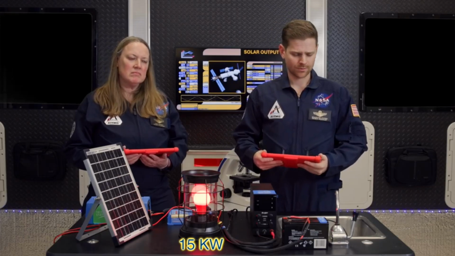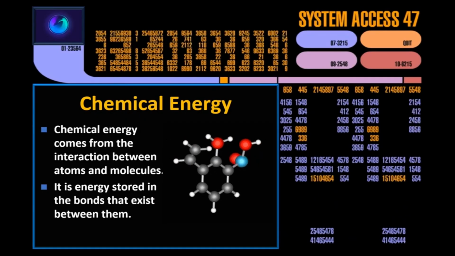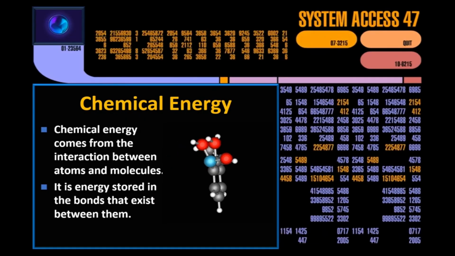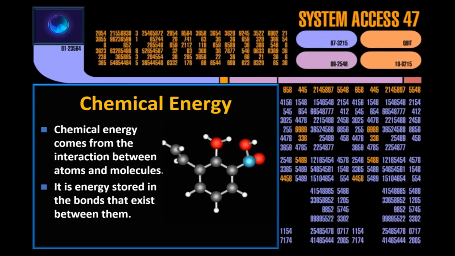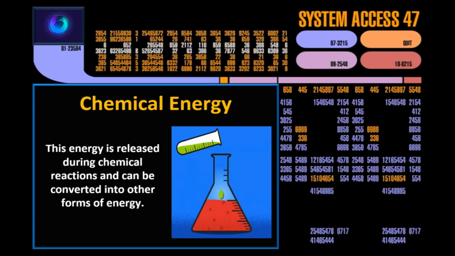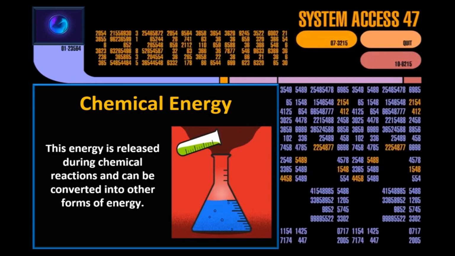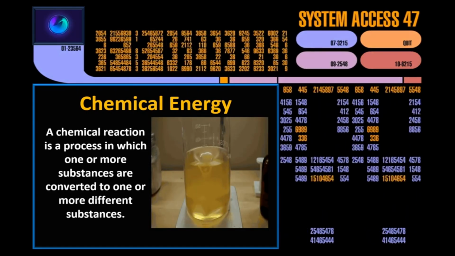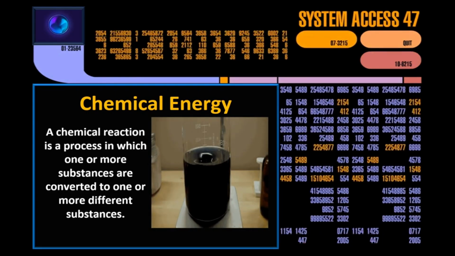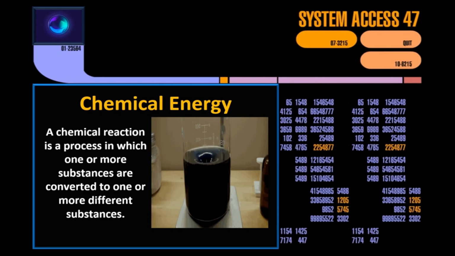Of course, Professor Schofield. Chemical energy comes from the interaction between atoms and molecules. It is energy stored in the bonds that exist between them. This energy is released during chemical reactions and can be converted into other forms of energy. A chemical reaction is a process in which one or more substances are converted to one or more different substances.